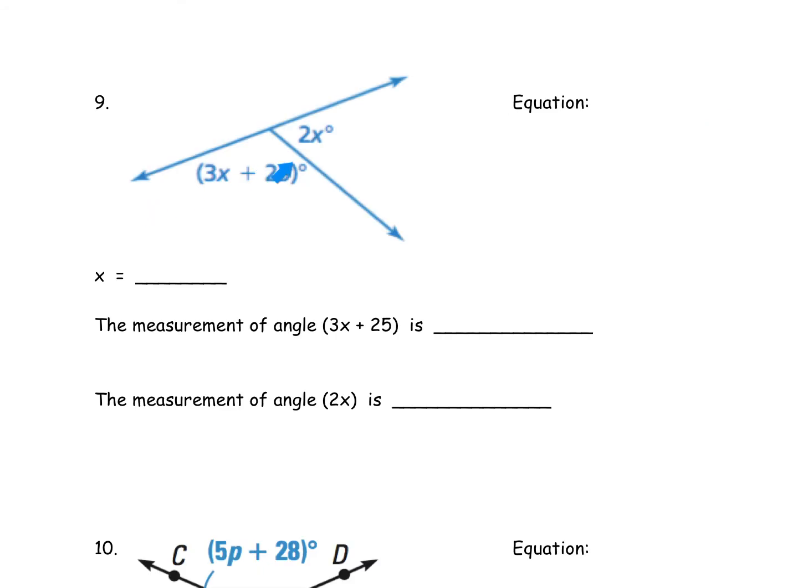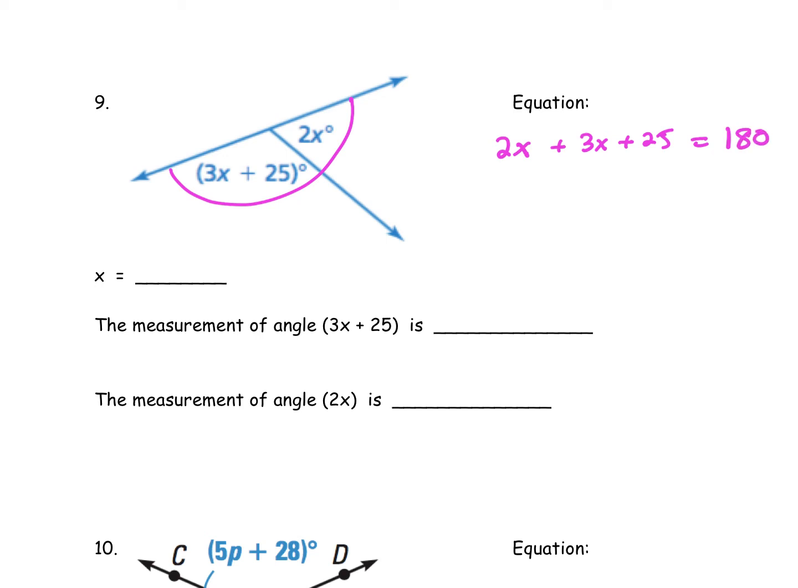Based on the relationship that we see between these two angles, what equation could we write to find the value of x? Well, both of these angles are on a straight line. So we could add up these angles, and they must equal 180 degrees. And it doesn't matter which angle you start with. If you started with 3x plus 25 plus 2x, it is perfectly fine. But they have to equal 180 degrees.